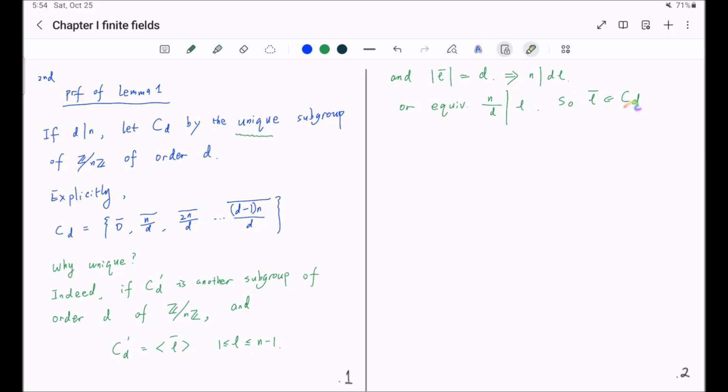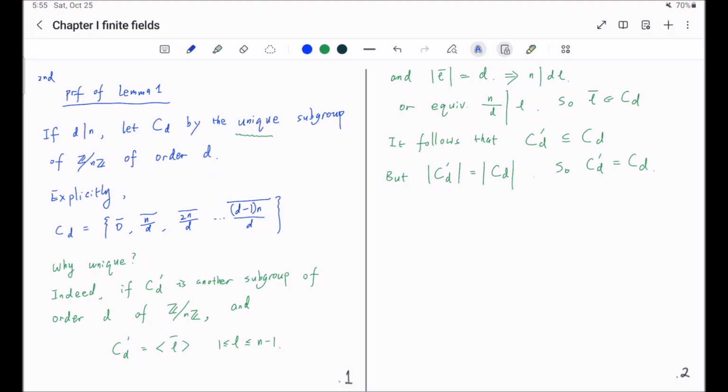Because the generator is in C_d, it follows that C_d prime must be contained in C_d. But you know C_d prime and C_d have the same cardinality. Therefore, those two subgroups must be equal. And this verifies the uniqueness.